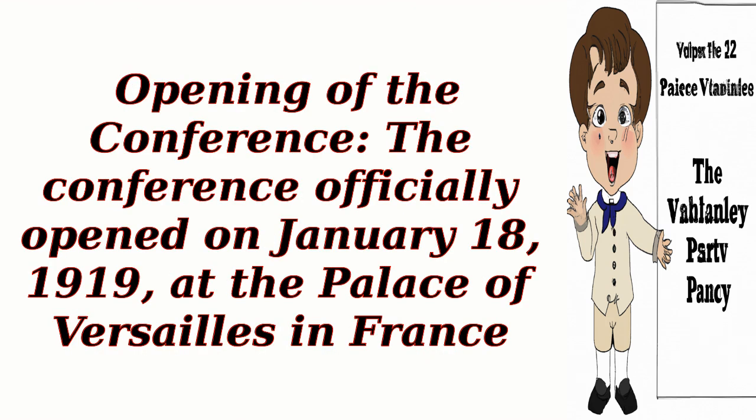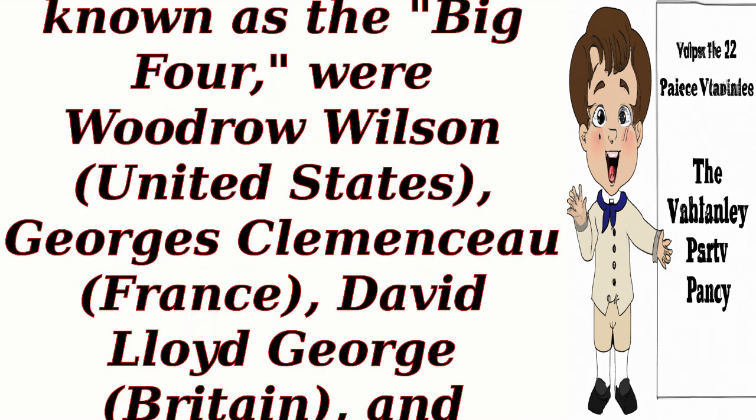Opening of the conference. The conference officially opened on January 18, 1919, at the Palace of Versailles in France. The leaders of the Allied powers, known as the Big Four, were Woodrow Wilson, United States; Georges Clemenceau, France; David Lloyd George, Britain; and Vittorio Emanuele Orlando, Italy.